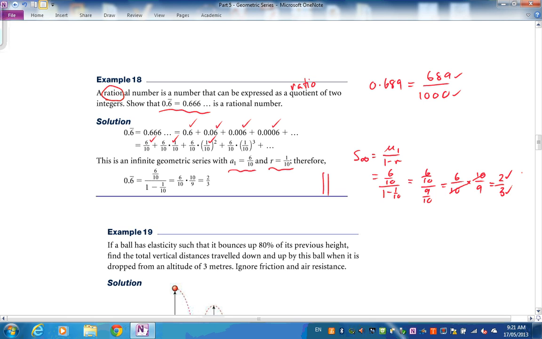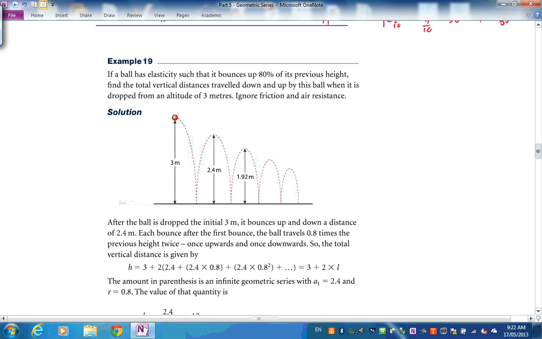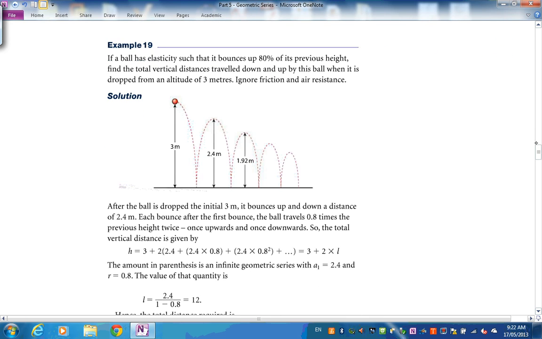So that's an interesting way of looking at a recurring decimal, and we're going to practice that a bit later on, looking at it as a series, a sum of these decimals getting smaller and smaller. All right, let's have a look at example 19. I put this up at the introduction, of course. Here we have a ball that has elasticity. It bounces up 80% of its previous height. Find the total distance travelled.